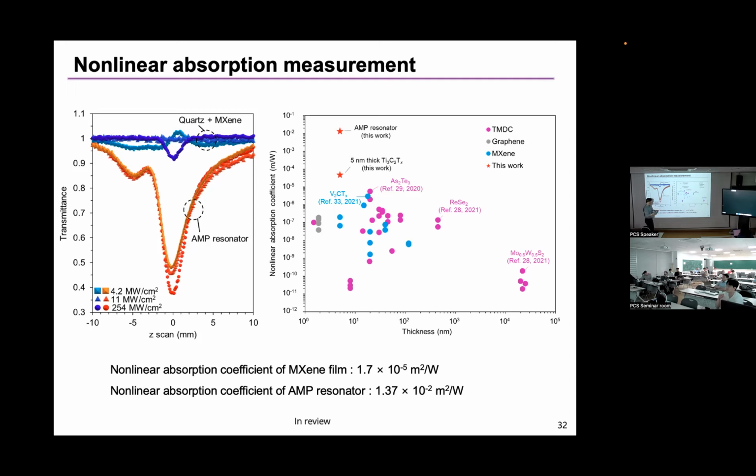So clearly we see that this is no acoustic mode, just the pristine MXene plasmon structure here. And compared to the other 2D materials, the MXene structure shows a large nonlinear absorption coefficient. But if we use the acoustic mode structure with the MXene, we can further increase it, with two orders of magnitude enhancement using this acoustic mode structure.